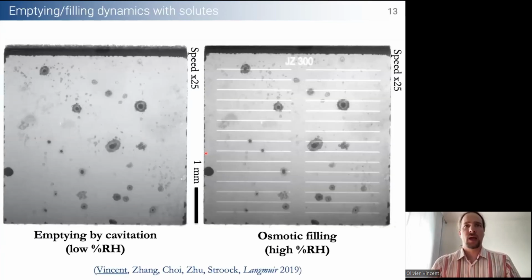So first, just a question about the previous one. Yes. Could I ask you, in the previous one, don't you see any cavitation in the porous silica sublayer?